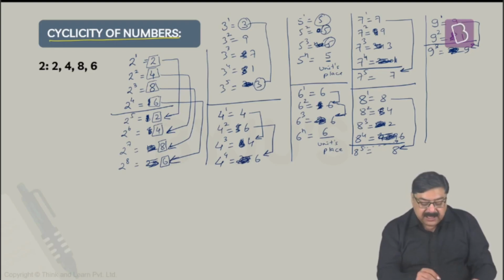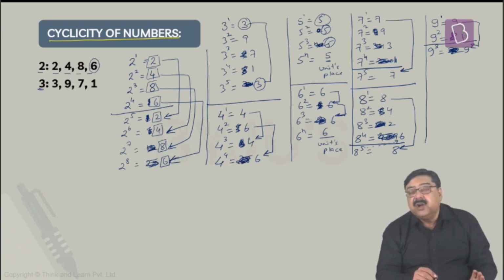Now here we can see that in the cyclicity of 2, whatever the powers that we are taking, the digit found in the units place could be 2, 4, 8, 6. It ends in 6, it's an even number. And for 3, the last digit for its powers can be 3, 9, 7, 1.